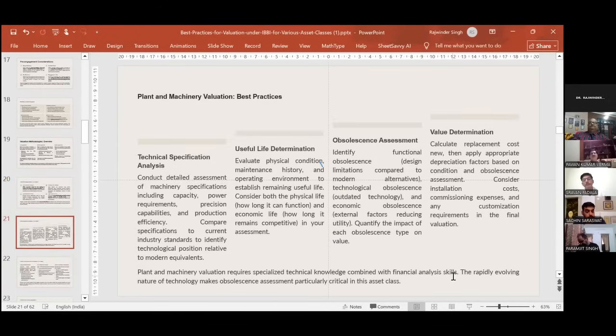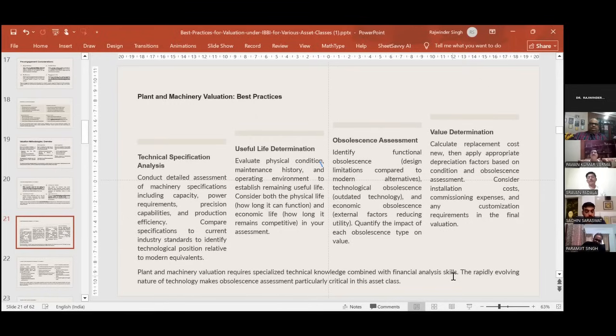As far as plant and machinery valuers are concerned, we will now discuss the best practices to be followed by plant and machinery valuers. First thing you have to do is technical specification analysis. While doing valuation, you must conduct a detailed assessment of machinery specifications, including capacity, power requirements, precision capabilities, and production efficiencies. Compare specifications to current industry standards to identify technological position relative to the modern equivalent.